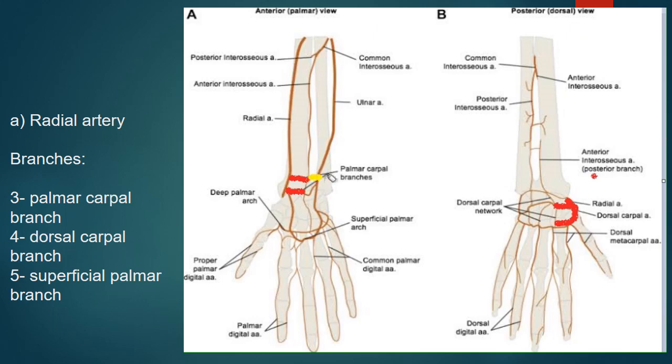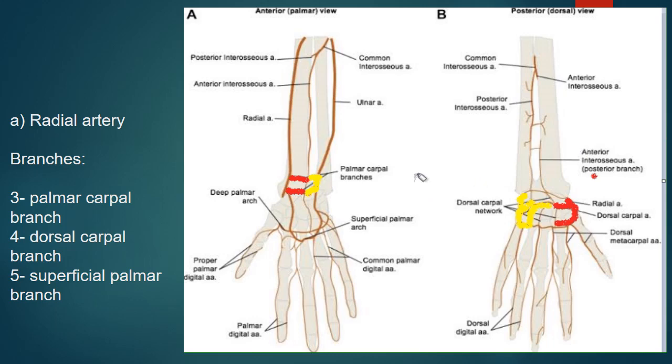The yellow color is representing the palmar carpal branches of the ulnar artery, and on this side the yellow color is representing the dorsal carpal branches of the ulnar artery. These two anastomose to form the cruciform anastomosis around the wrist joint.